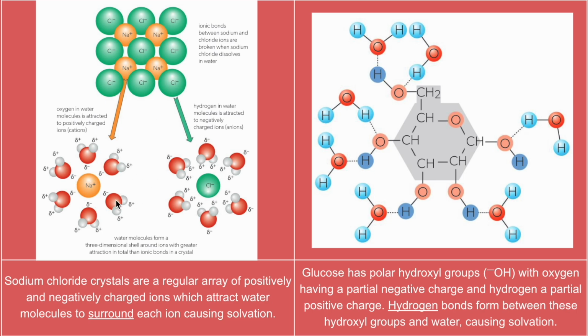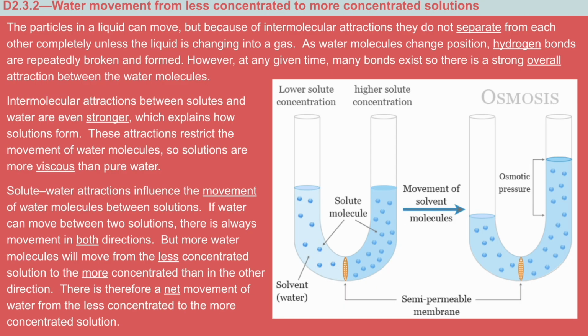Okay, here you can see that again. Then note, we also have all of these water molecules that are attracted to glucose because glucose is polar. It has polar hydroxyl groups. Oxygen has a partial negative charge, hydrogen a partial positive charge. So we're going to see hydrogen bonds formed between these hydroxyl groups and water, which is also why sugar dissolves in a glass.